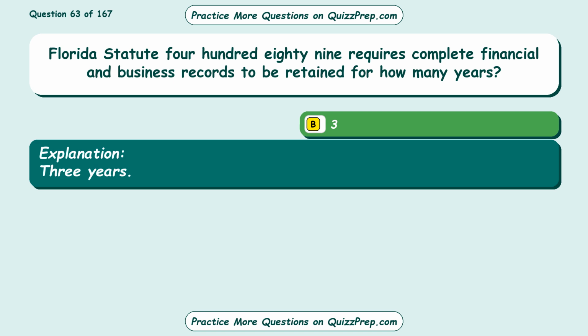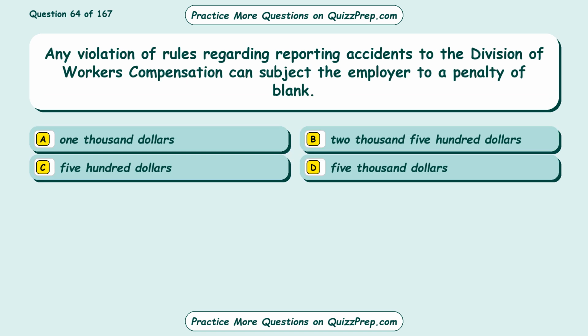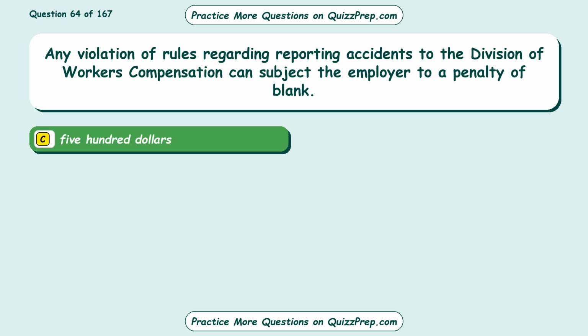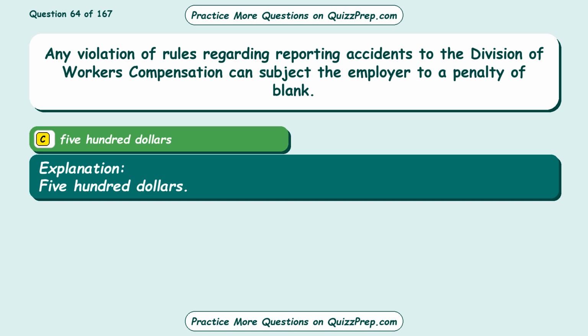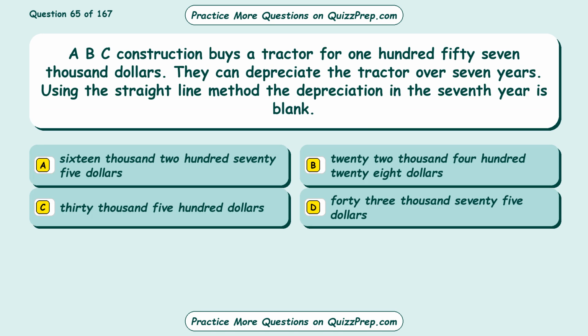3 years. Question 64. Any violation of rules regarding reporting accidents to the Division of Workers' Compensation can subject the employer to a penalty of blank. Option A $1,000. Option B $2,500. Option C $500. Option D $5,000. The correct answer is option C, $500.